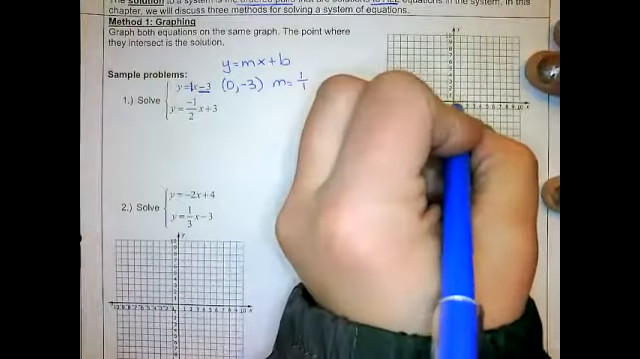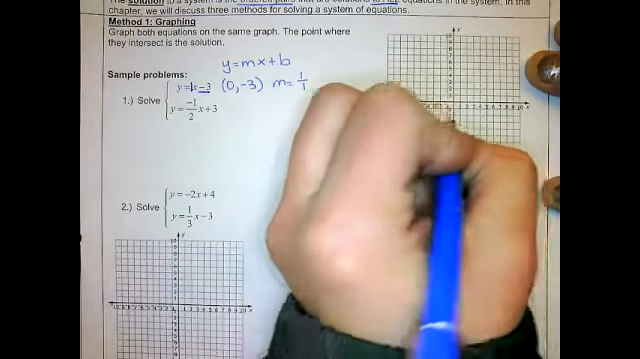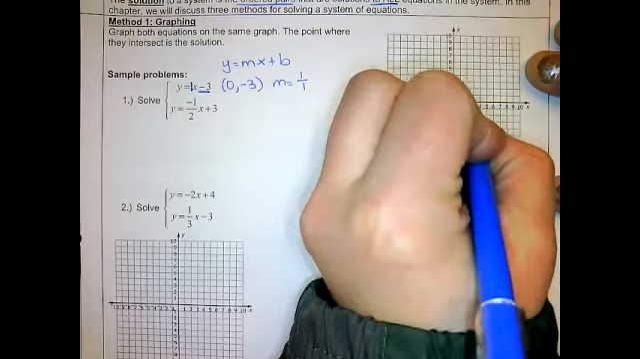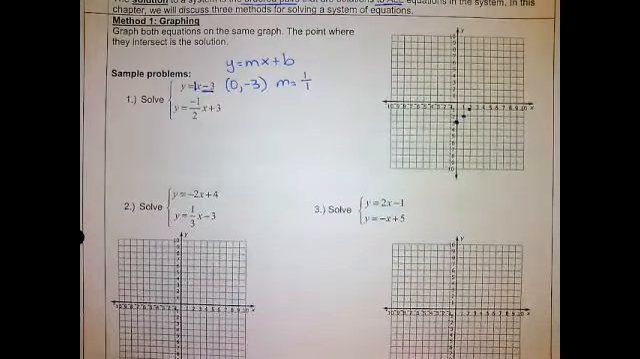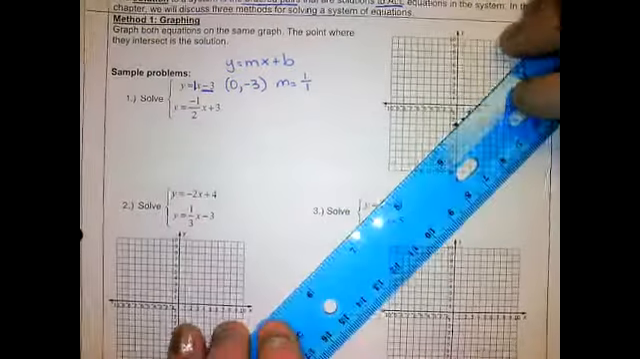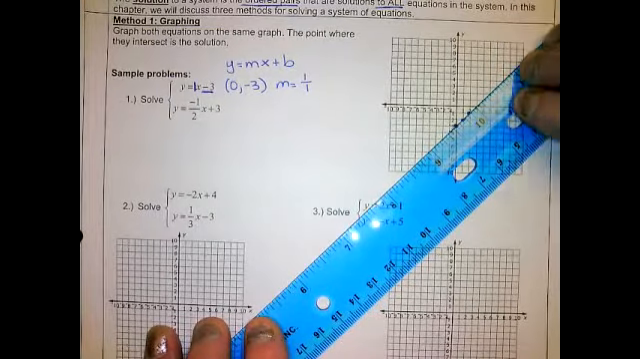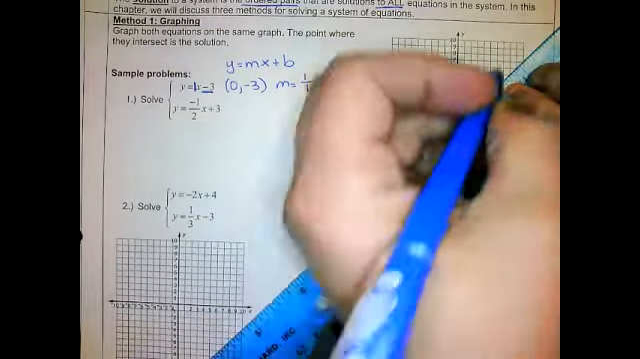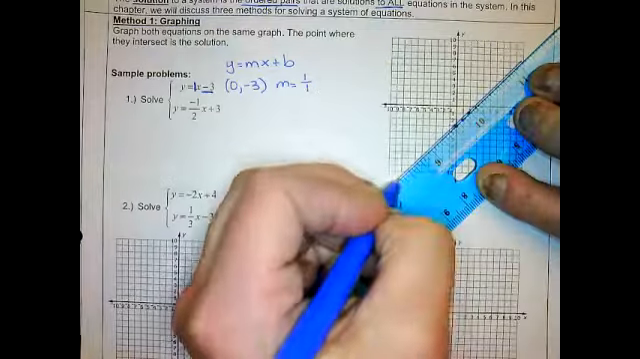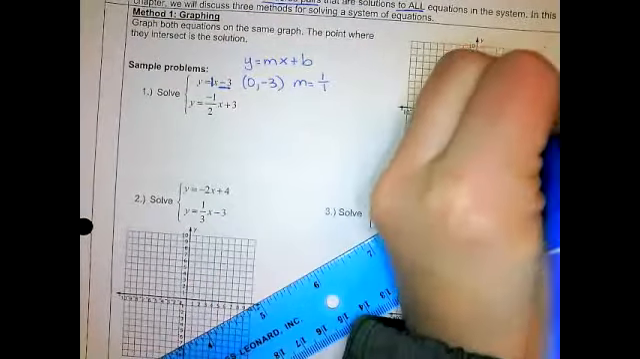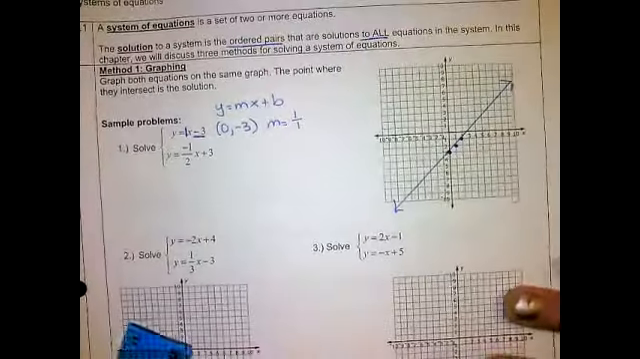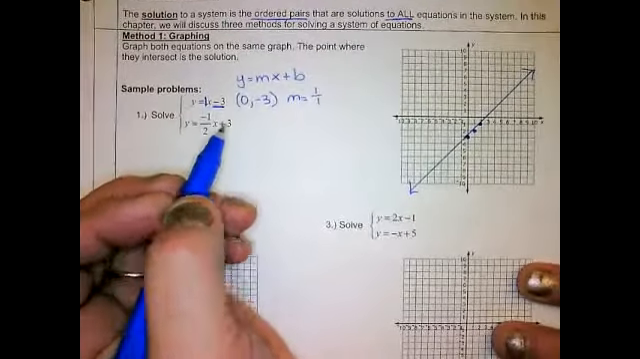So to plot this line, I'm going to plot the point (0, -3), and then I'm just going to go up 1 over 1 for my slope. And it's a good idea when you're doing these problems to use a straight edge of some sort, just so that you can draw your line nice and neat. All right, so then let's go ahead and graph the second equation.